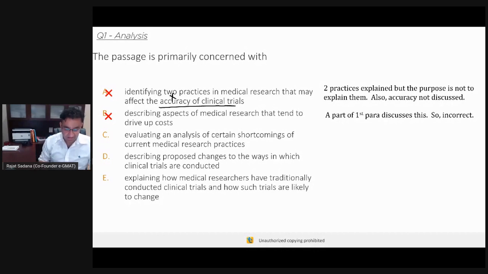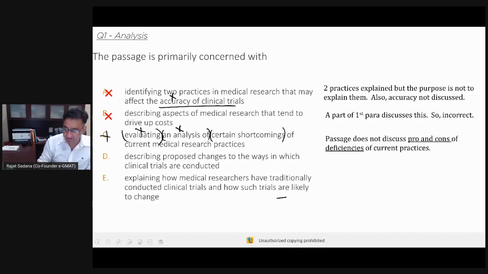Choice C: evaluating and analysis of certain shortcomings of current medical research practices. This is an answer choice worded in a fairly complex manner. Why? Because it's a 3D answer choice. Evaluating what? An analysis of certain shortcomings. So we need to know, are there certain shortcomings that we know of in medical research practices? Maybe. Is there an analysis done? Not really. Are we evaluating the pros and cons of those? No, we're not doing that. Which is what makes this answer choice incorrect.